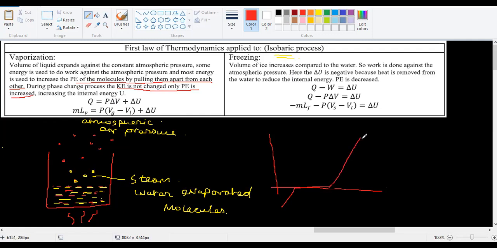So, anybody remember the name of this curve? Nobody remembers? Wow. I thought you even wrote a test on this. Nobody remembers? What is this curve? What does it represent? Anything? Here it is melting process. Here it is vaporization process.